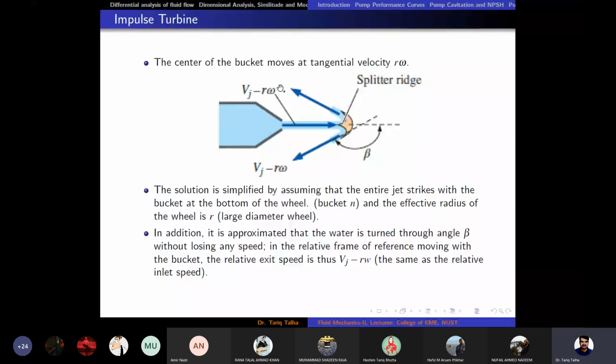But because now we have got the frame of reference a little bit different, the velocity which is coming here is Vj minus r omega, right? That is the velocity which is being experienced by an observer sitting on this plate, Vj minus r omega. That is the relative speed, as we discussed in the case of the velocity triangle.